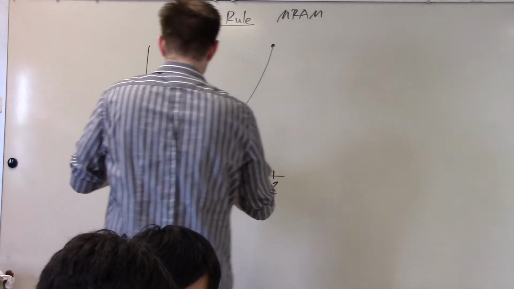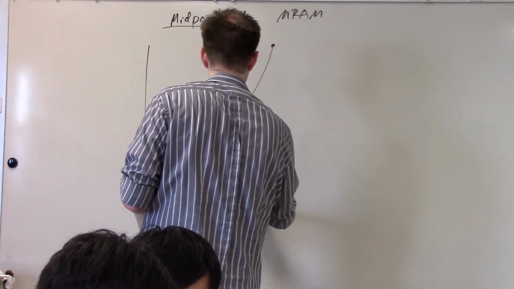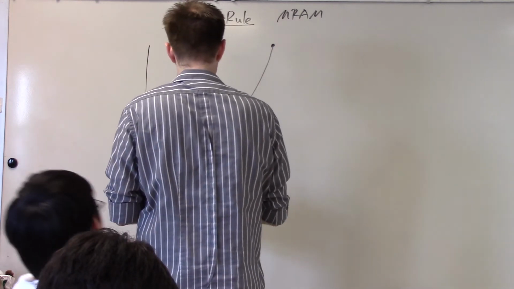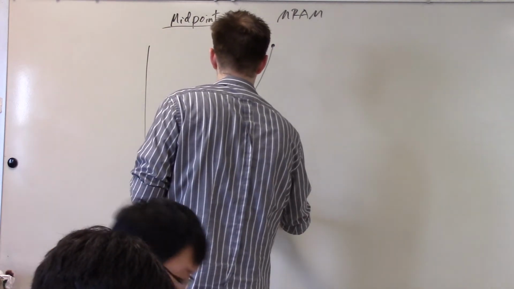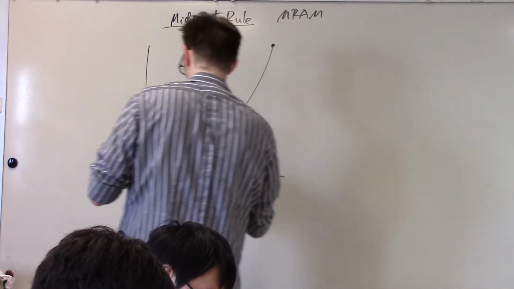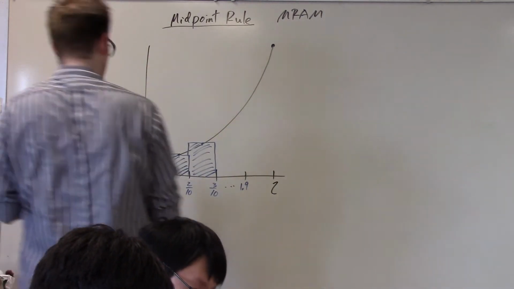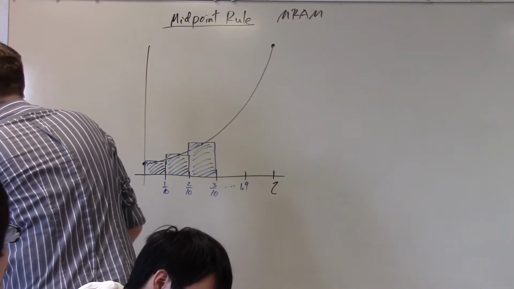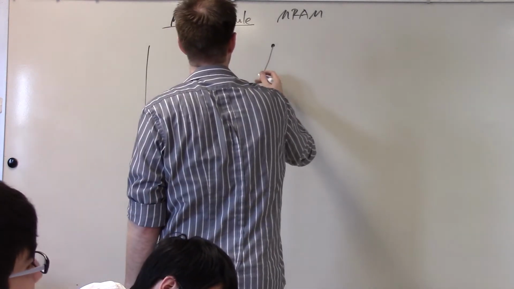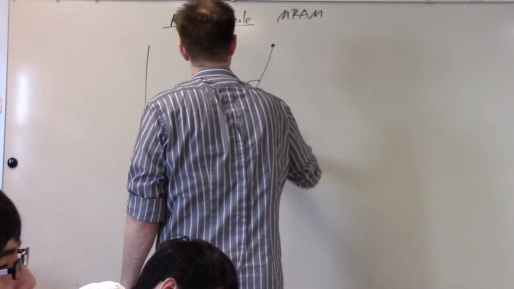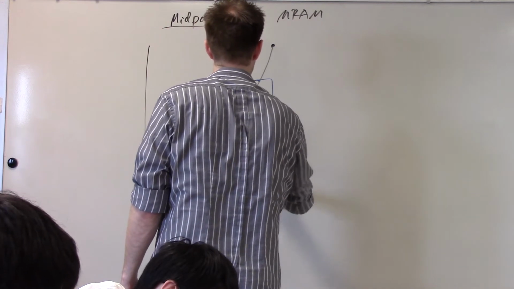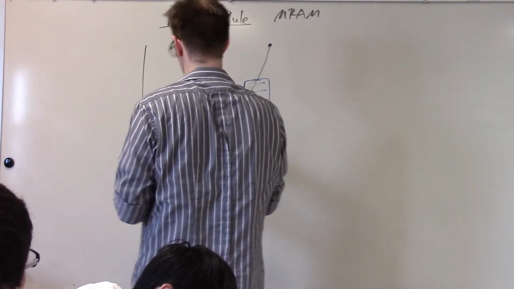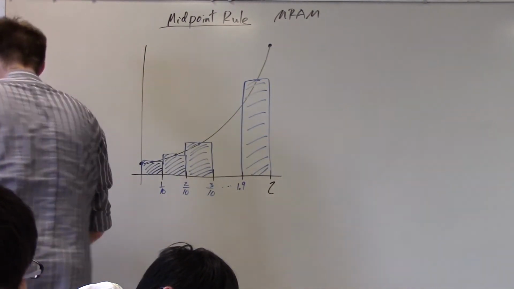And then the last one will be, so if this last one is like 1.9, then the last rectangle will have height like 1.95, right? You guys following all this? All right, I'll take that as yes.